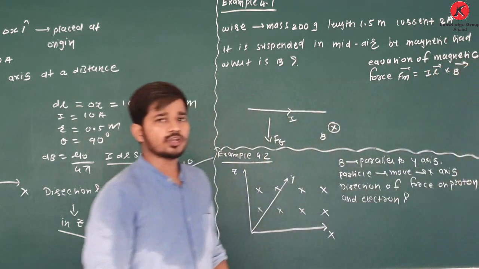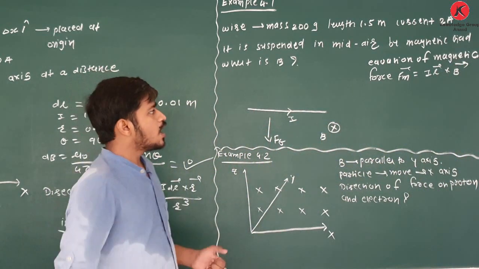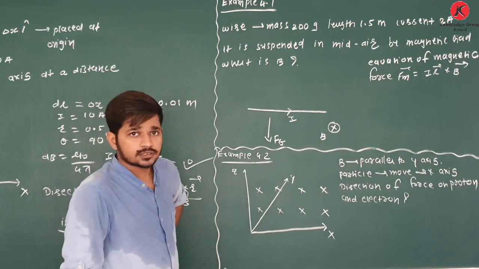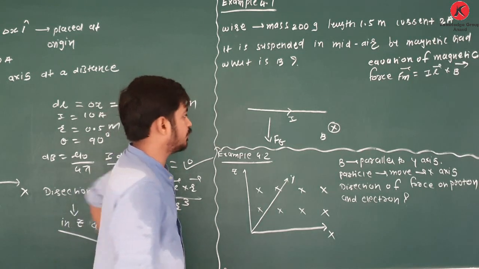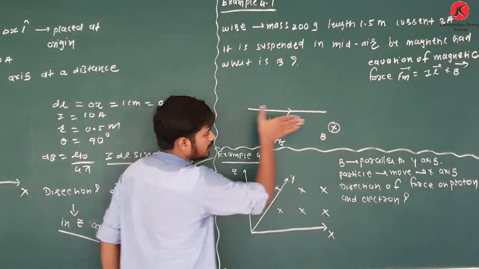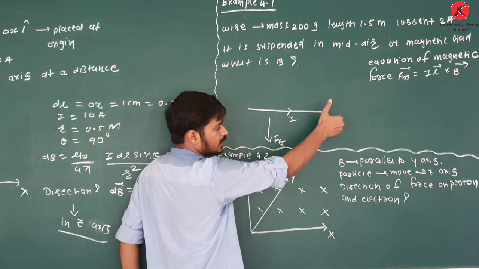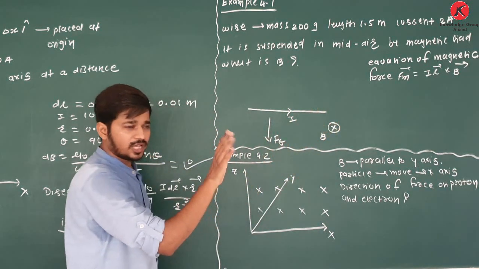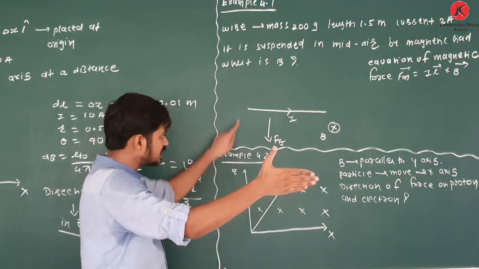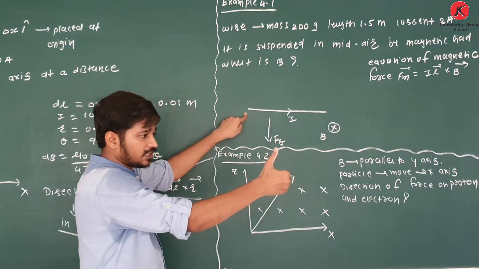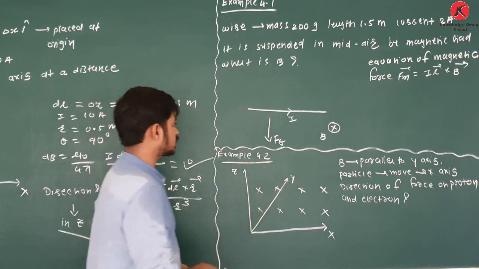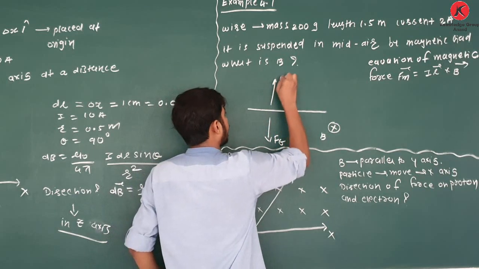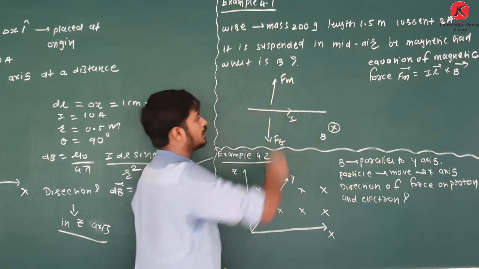IL cross B, due to a long straight wire. Clear about this? Yes, it is the equation of magnetic force. IL is in this direction, magnetic field is perpendicular inside. Current in this direction, magnetic field inside. Using the right hand rule, the thumb is in this direction, which means on this wire, magnetic force is acting in upward direction.